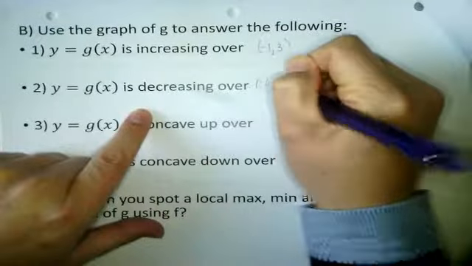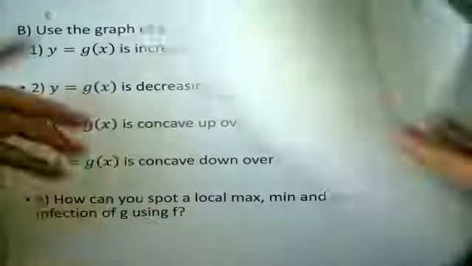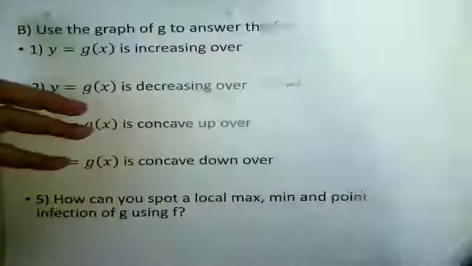So -3 to -1. And did I say 3 to 7? 3 to 7, yeah.